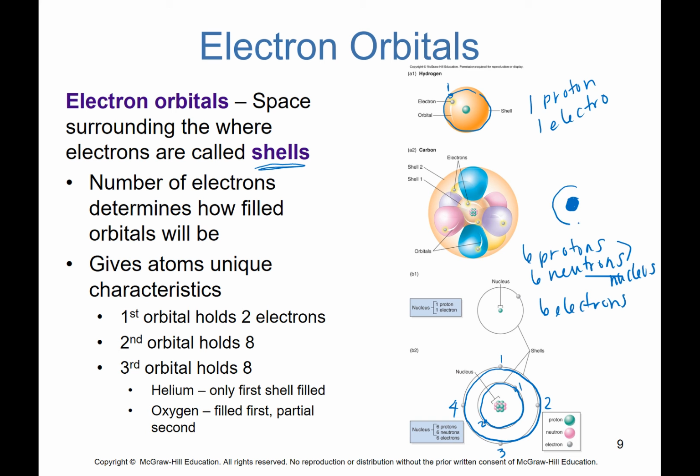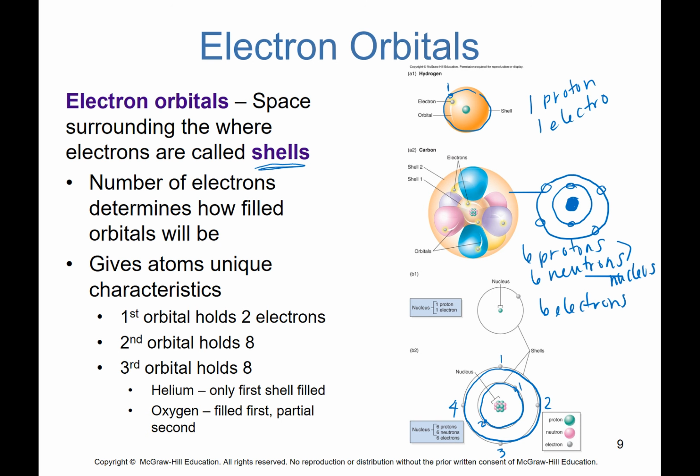So in that first orbital, or that first shell, we have 2. It's a completely filled first shell. And in that second shell, 6 minus 2 is 4. So we have 1, 2, 3, 4. So it's got 4 open spots in that outer orbital.